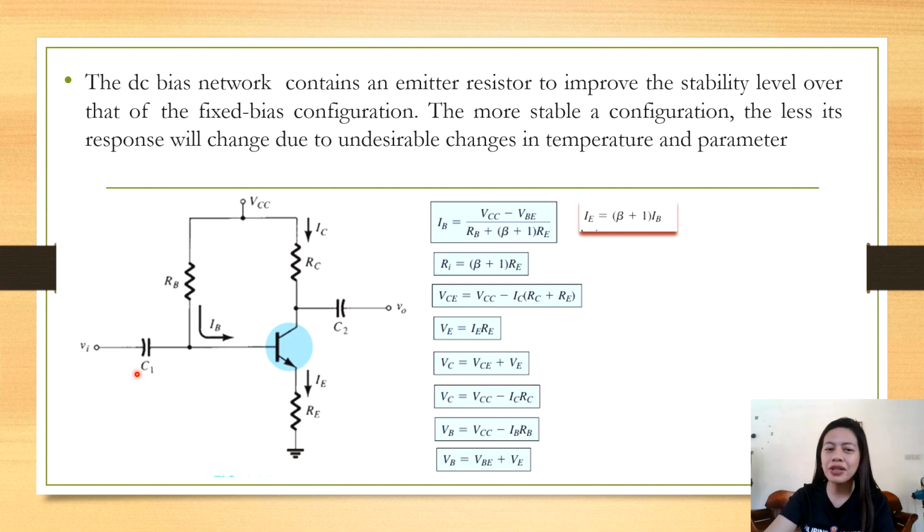You need not to overthink about it because in a DC bias configuration, these capacitors here are considered, okay, what? They're considered as an open circuit. Alright, so there's no connection between them. So you just have to ignore it.